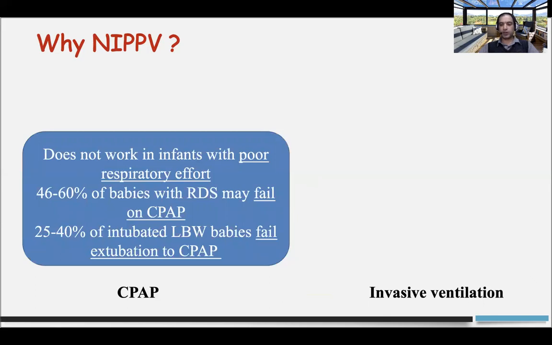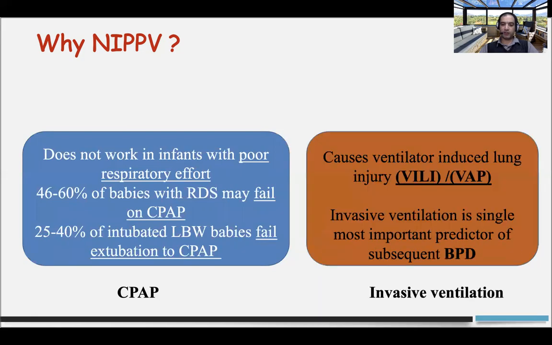Also, among the babies who get ventilated and are extubated, 25 to 40% of the intubated babies will fail extubation to CPAP and may get reintubated. And we know that reintubation is associated with both impaired short and long-term outcomes. On the other hand, ventilation is known to cause various forms of lung injury, such as volutrauma, barotrauma, rheotrauma, which are bundled under the term VILI, or ventilator associated lung injury or ventilator induced lung injury.